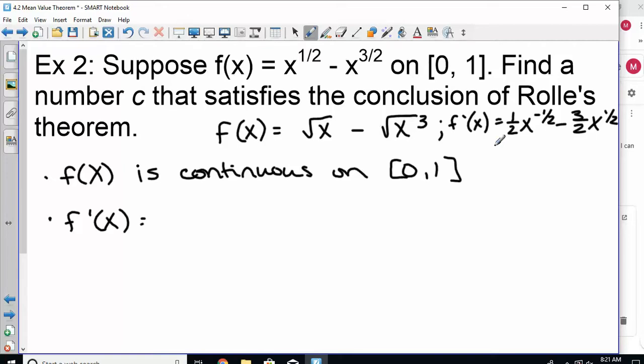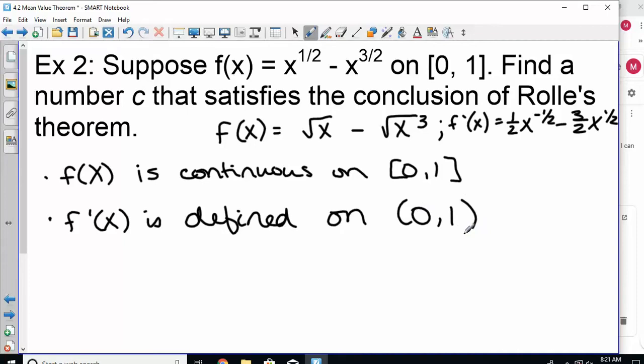Now the rule is it has to be differentiable on the open interval. So we're okay. It's not defined at 0, but it is defined everywhere on the open interval. That right there is 2 points on a test or quiz. So if you are not telling me those pieces, you are going to lose a lot of points. What's the third condition for Rolle's theorem?